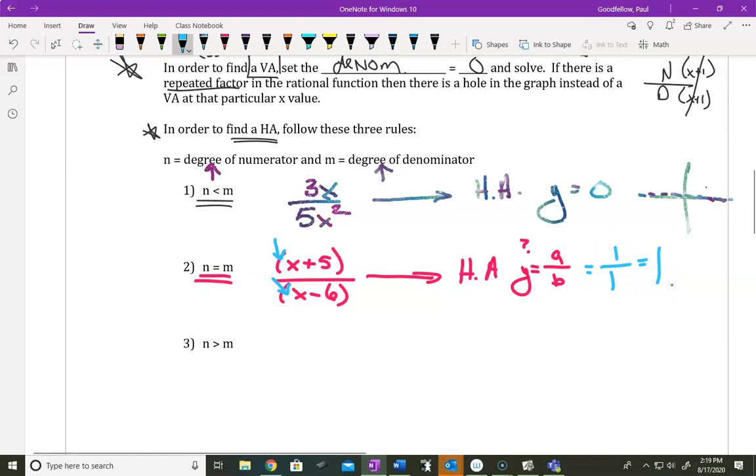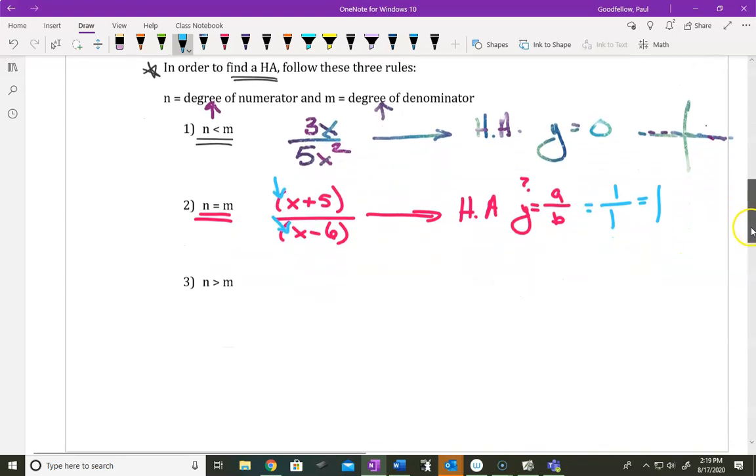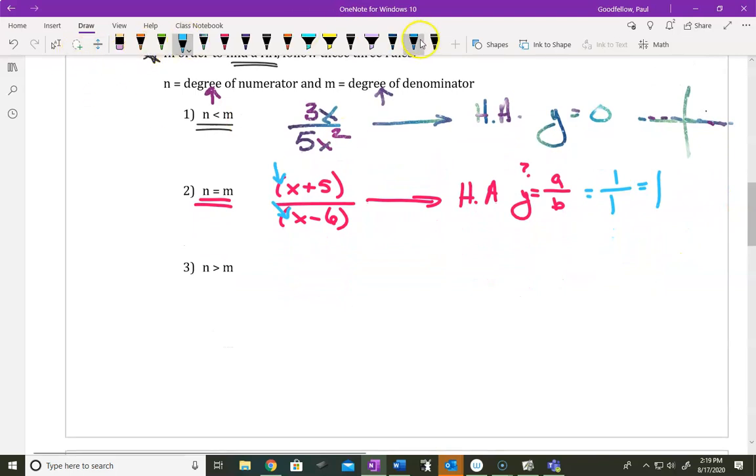So pay attention to the fact that the degrees end up matching each other, and you can determine the horizontal asymptote in that case. Now, you've got all these different possibilities. You've got that y is 0, or y is equal to a over b.